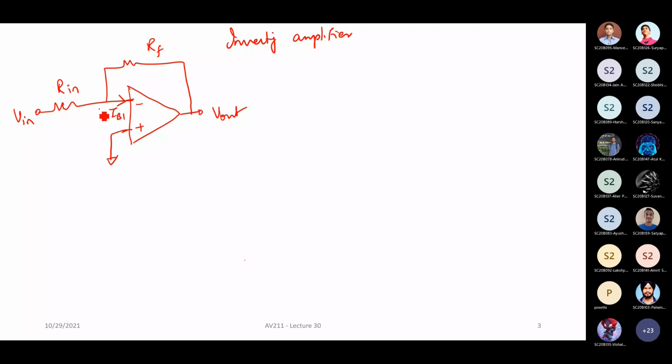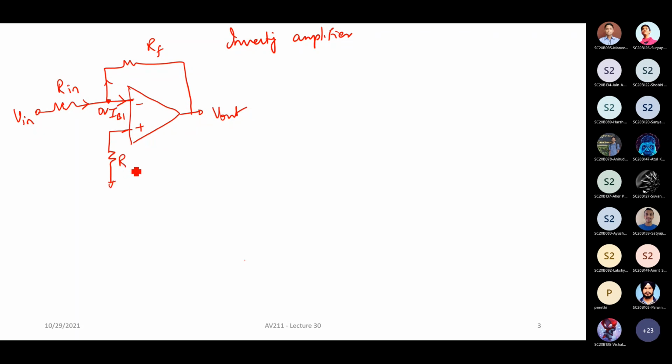This is 0 volt because of the negative feedback loop, and you'll have the current coming in, which will go out. Then if you do a KCL here, you see that IB1 is basically an error that you're going to get in your output.